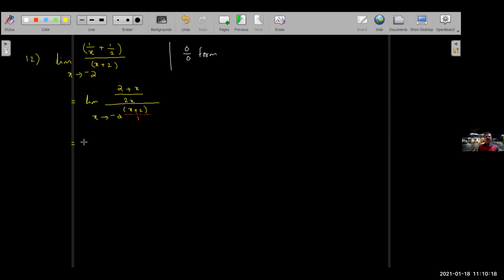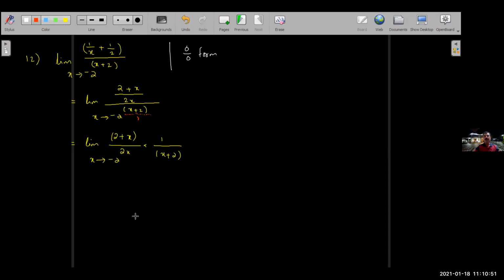Limit x tends to minus 2, numerator 2 plus x divided by 2x. Fraction means 1 by x plus 2. For making this convenient, that's why I wrote divided by 1. X plus 2 means x plus 2 by 1. So multiplying by reciprocal, 1 by x plus 2. Can be further simplified.